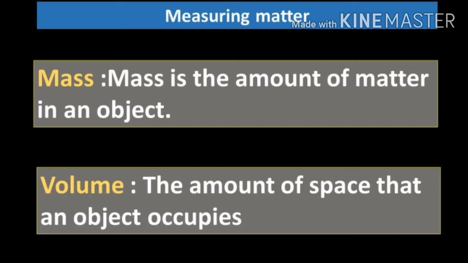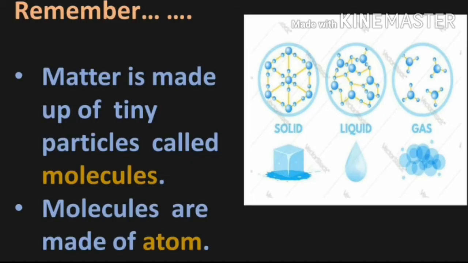Number 2, volume. Volume is the amount of space. Okay, what is volume? Volume is the amount of space that an object occupies, or we can say the amount of space that an object takes up. So volume is a measure of a size of an object, just like weight and width are ways to describe size. Children, now I am going to tell you an interesting fact about matter.